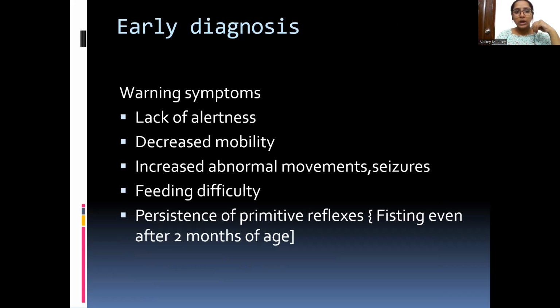So how to diagnose this early? The warning symptoms can be lack of alertness. Parents may notice decreased mobility, increased abnormal movements or seizures, feeding difficulties, drooling of saliva, persistence of primitive reflex. This is very important. Neurological examination should be done in every child on follow-up. So persistence of primitive reflexes, like fisting even after 2 months of age.